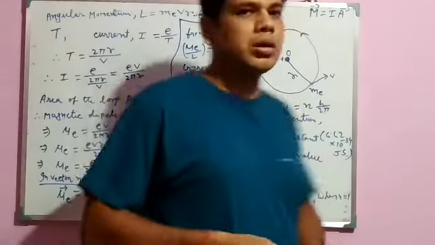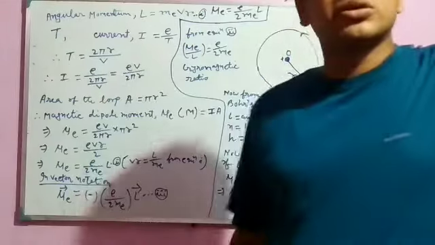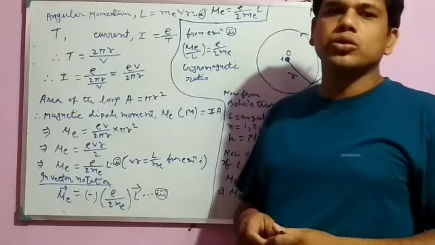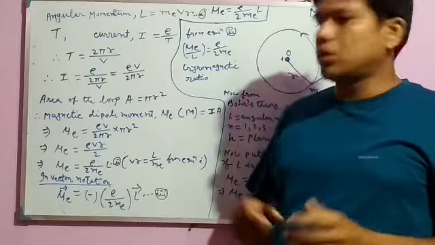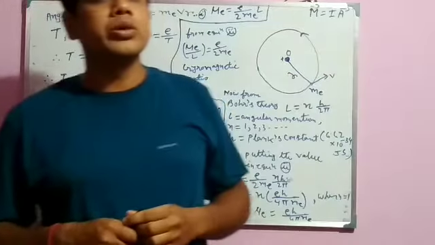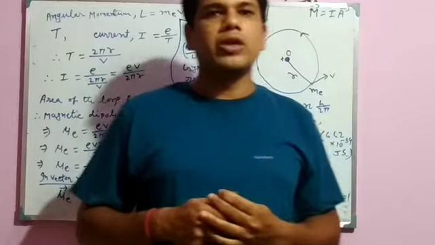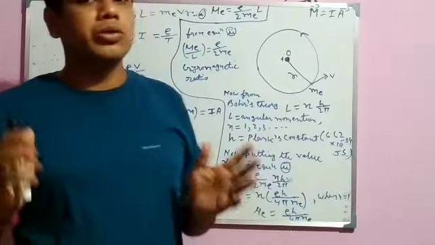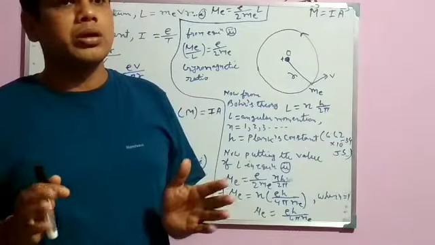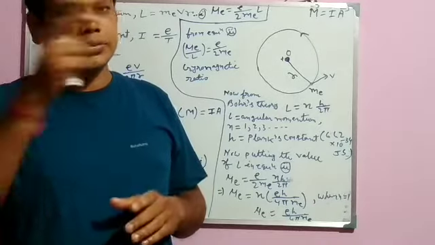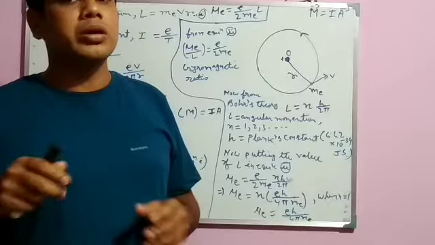Hello students, today I am going to discuss how magnetic dipole moment is produced when an electron is moving around the nucleus. Especially we are considering the hydrogen atom. In the hydrogen atom, we know in the nucleus one positive proton is there and an electron is revolving around that nucleus.